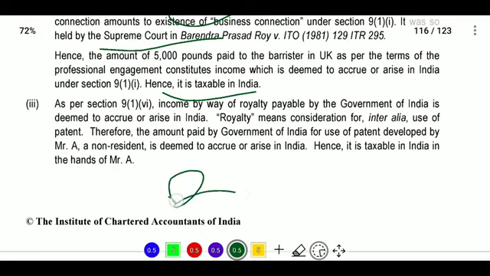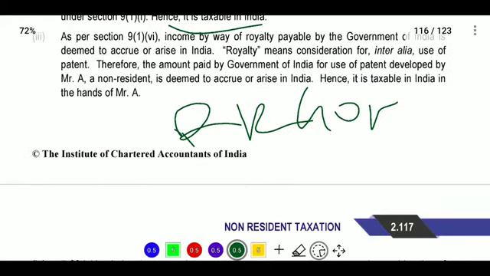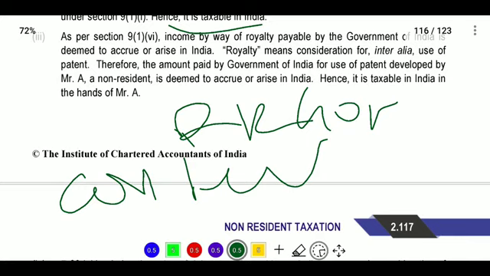Any royalty paid by Government of India is deemed to accrue or arise in India. Here royalty means consideration for use of patent. So when the amount is paid for the use of patent, it will be treated as royalty. Therefore the amount paid by Government of India for use of patent developed by Mr. A, a non-resident, is deemed to accrue or arise in India. Hence it is taxable in India in the hands of Mr. A.